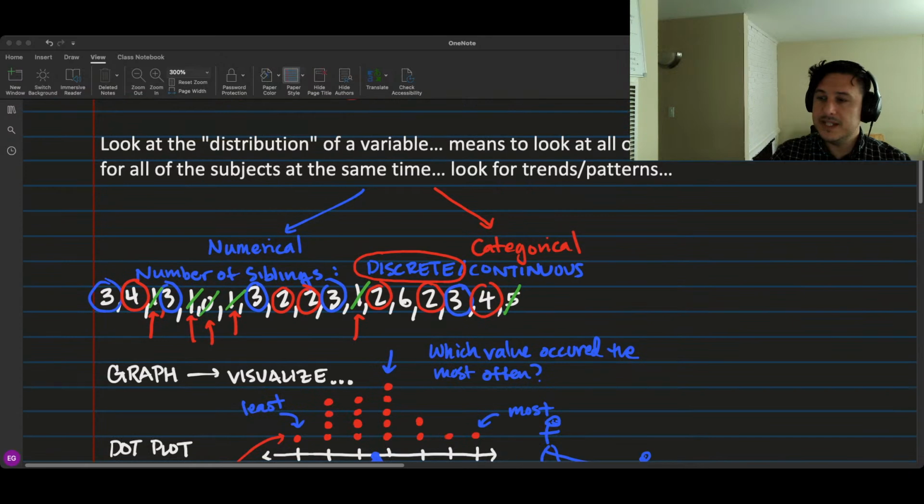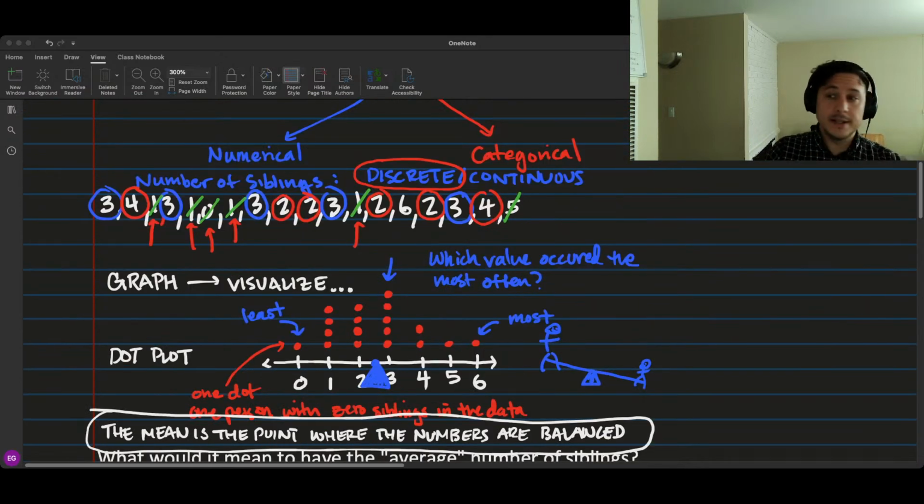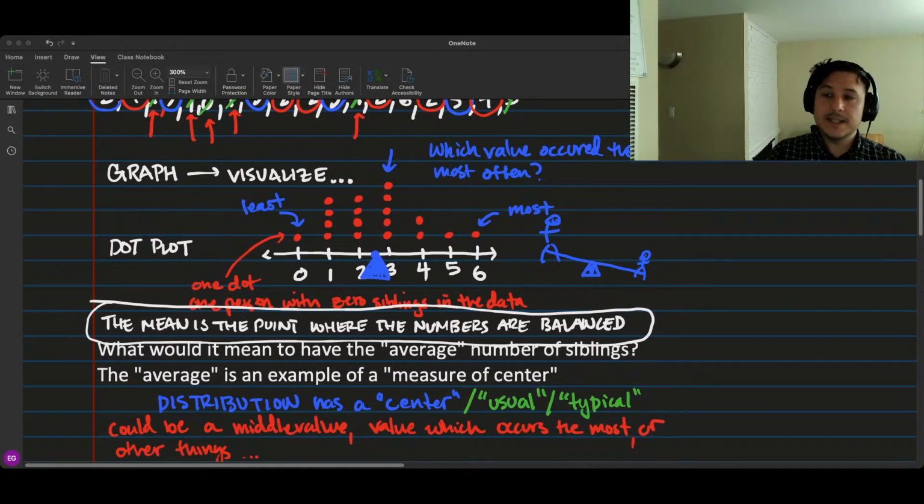So we did this example where we talked about a number of siblings, right? And if you ask people how many siblings do you have, their responses will be a numerical variable because it counts, right? It's a discrete numerical variable. And we talked about different ways to visualize this. One of the ways I showed you was the dot plot. Okay. And then we started talking about the center of the distribution.